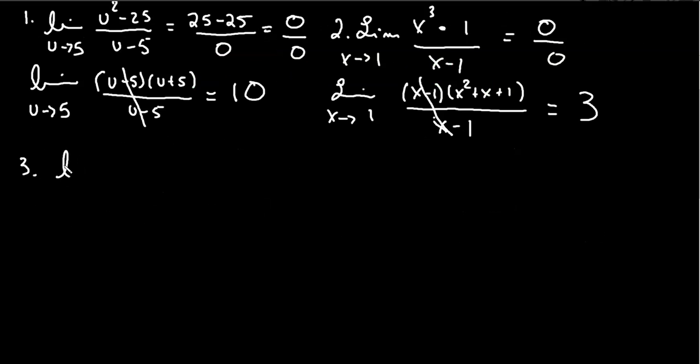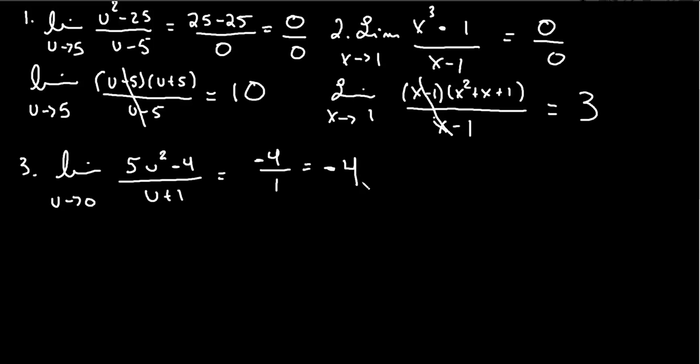Alright, question 3 says the limit as u approaches 0 of 5u squared minus 4 over u plus 1. So we plug in our limit here. 5 times 0 is 0, so we're left with negative 4 over 1. We actually got a number right away. That's pretty awesome. Let's go to the next question.